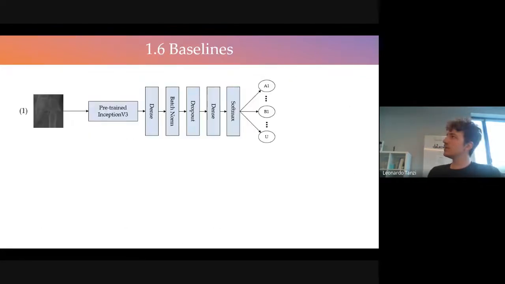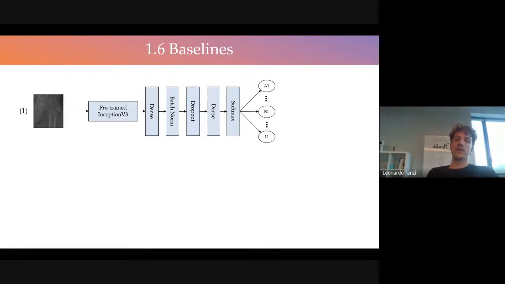Then some baselines to compare our work. The baselines came from the first paper that I published when I started. After two and a half years of PhD, I realized that it was quite a simple paper. We just tried some different pre-trained networks for flat classification. And at the end, we selected Xception as the best performing one.